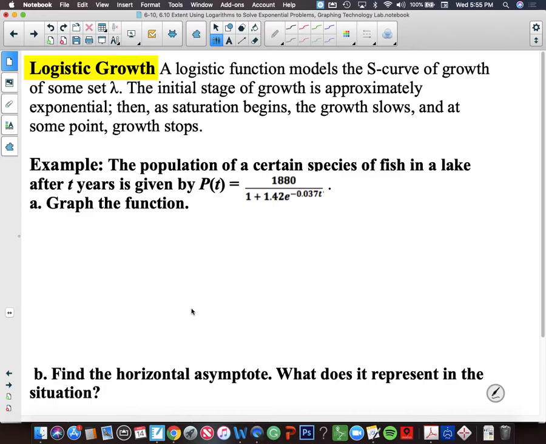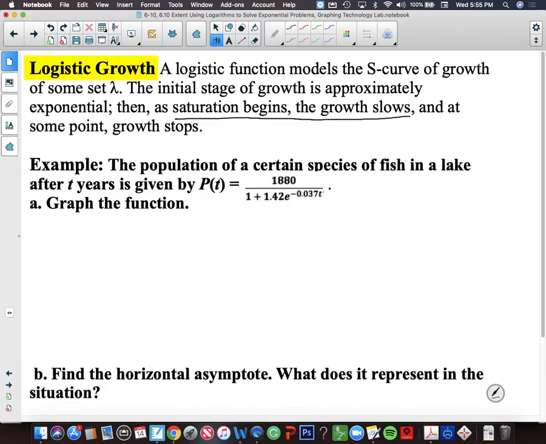So the next thing we're going to be looking at is logistic growth. If you're looking at your worksheet, logistic growth is at the bottom there. That's a pretty fancy way to say that it's a population model that's going to level out at some point in time. So saturation begins, the growth slows down. I'm going to give you a quick rundown of this one, and I'm going to work through the second one. If you want to know how to do this one, I'll have it at the end of the video for you to look at again.